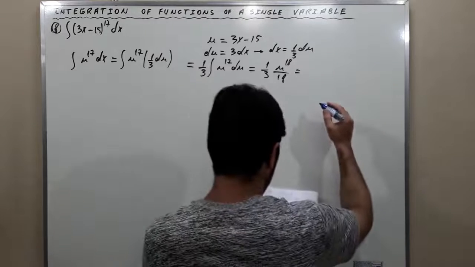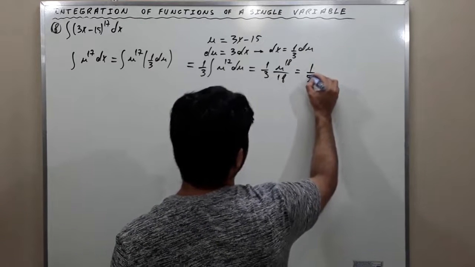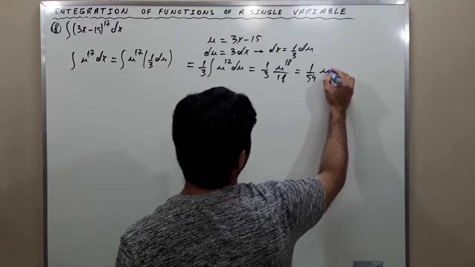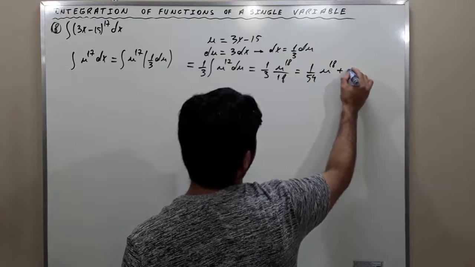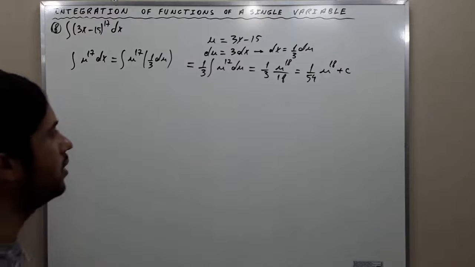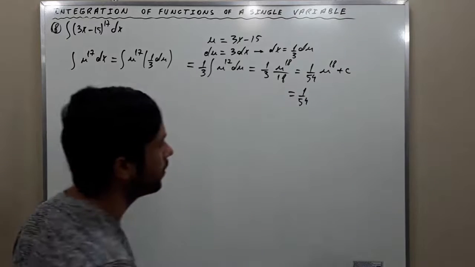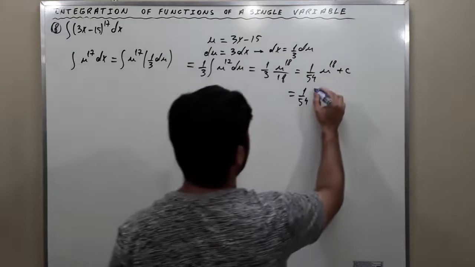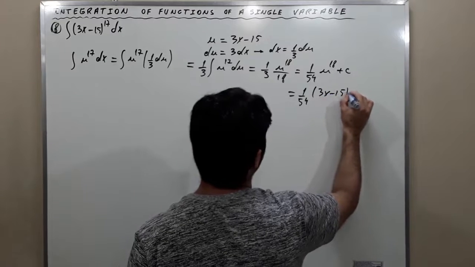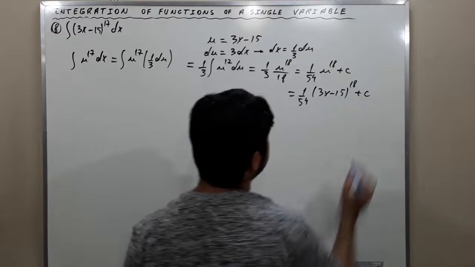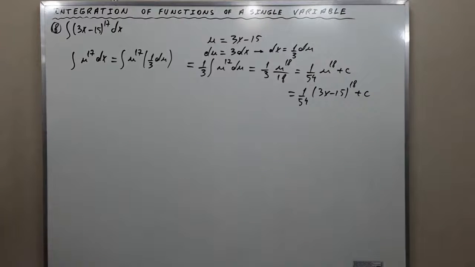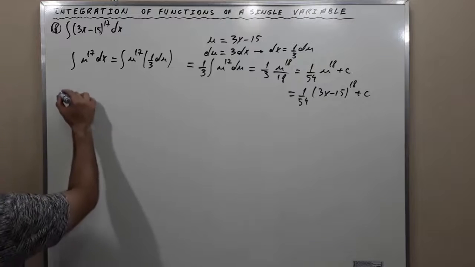And it becomes now 1 over 54 u to the 18th plus c. Substituting back, now we get that it is 1 over 54 times 3x minus 15 raised to the 18th power plus c. And this is the result of exercise 8. Now let's go to exercise 9 and apply more u substitution.